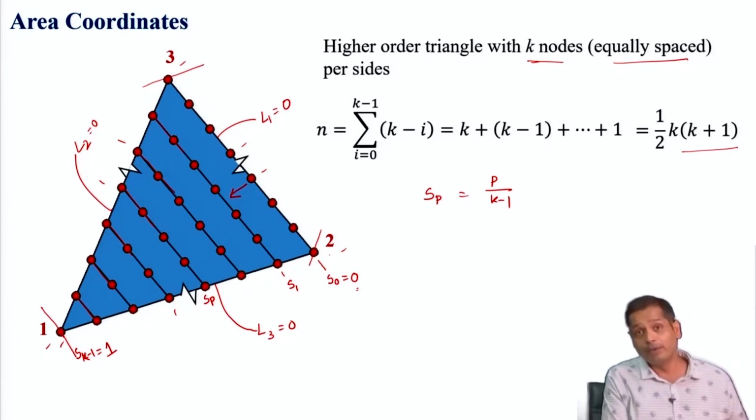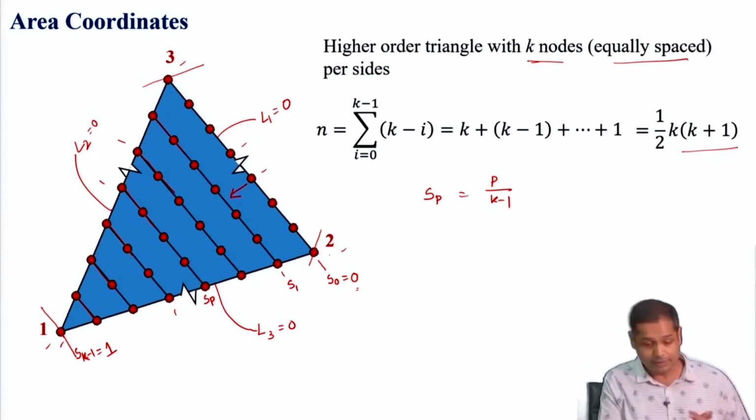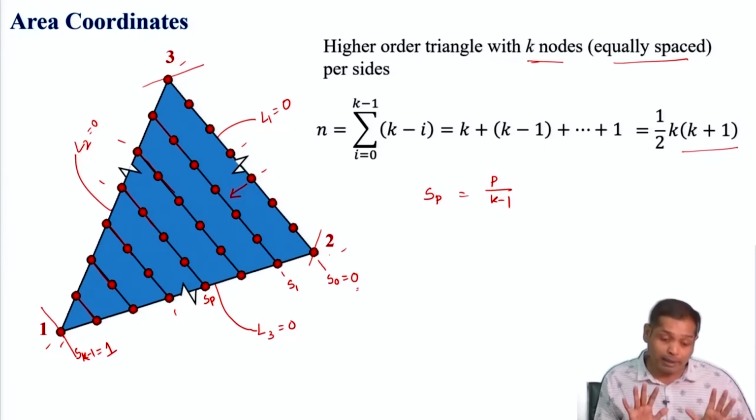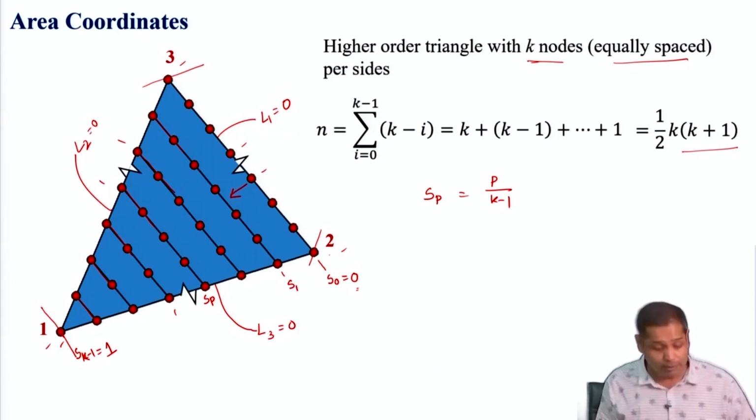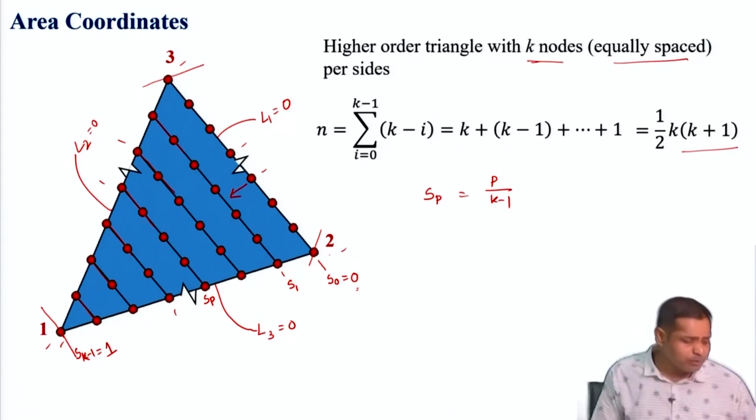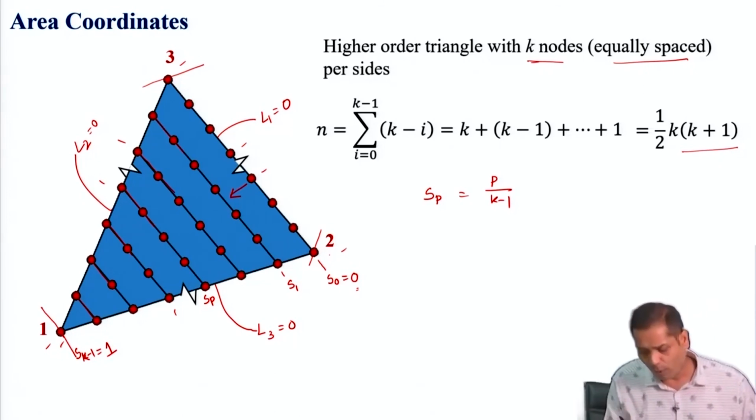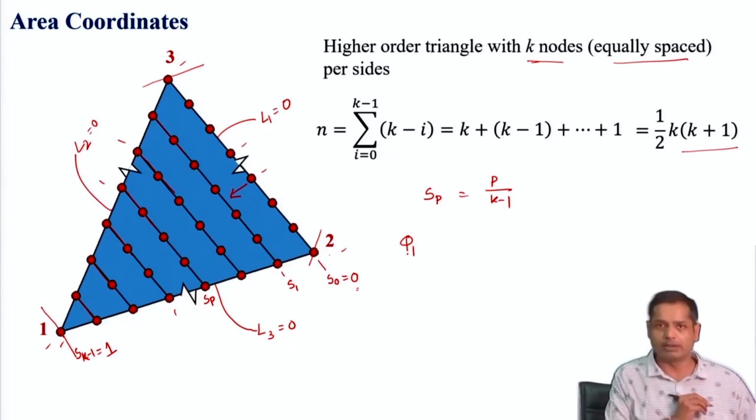Now, the partition of unity property, at least for the triangular element, we have seen how it is satisfied with the area coordinates. Now, the interpolation property needs to be invoked when we construct the shape function. And what does the interpolation property tell us? It tells us that if we have to construct the shape function for node number 1, say phi 1, we have to construct phi 1.